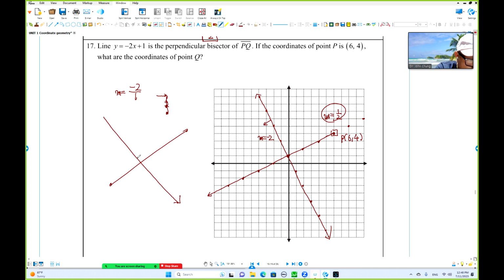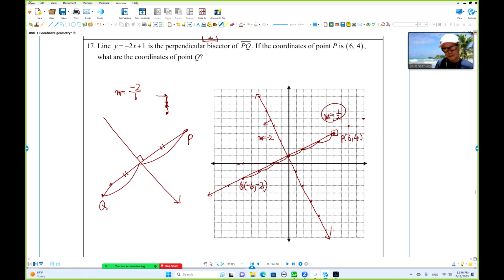perpendicular bisector is what? This is perpendicular, but it bisects the other side into the same distance. If this is P, this is Q. Using the graph, we can find the value of Q. 1, 2, 3. That is P. The other side is 1, 2, 3. This is Q. What is Q? Negative 6, and 1, 2, down 2, right?